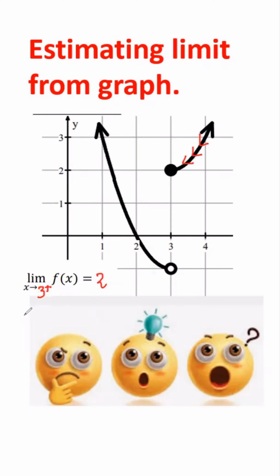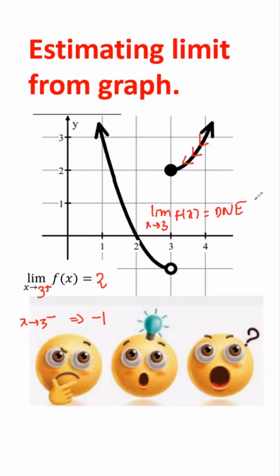The left-hand limit, when x tends to 3, was -1. Now let's compare these limits. When we approach from the left, we get -1. When we approach from the right, we get +2. So they are not the same. So we can say that the limit of the function as x approaches 3 does not exist. Why does it not exist? Because the left-hand limit and the right-hand limit are different.